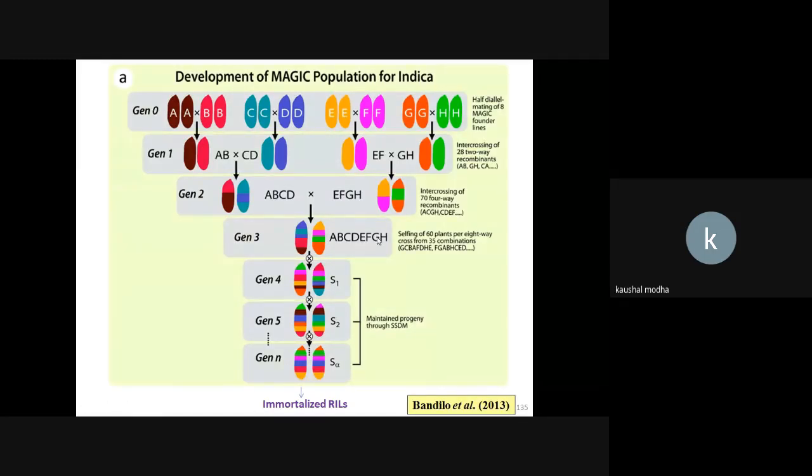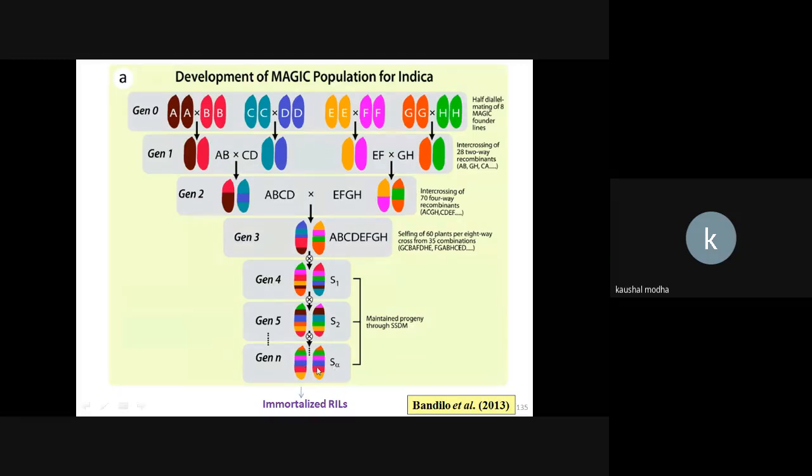And from those 8-way crosses, from 35 combinations, a total of 60 plants were selected. The crosses were selected in such a manner that the cross carries all the genes from these 8 parents. So if you look at a single cross, you can see here it would definitely be heterozygous and it carries various segments from these parents. And then all these crosses were handled according to the single seed descent method, and immortalized RILs were developed from these crosses.